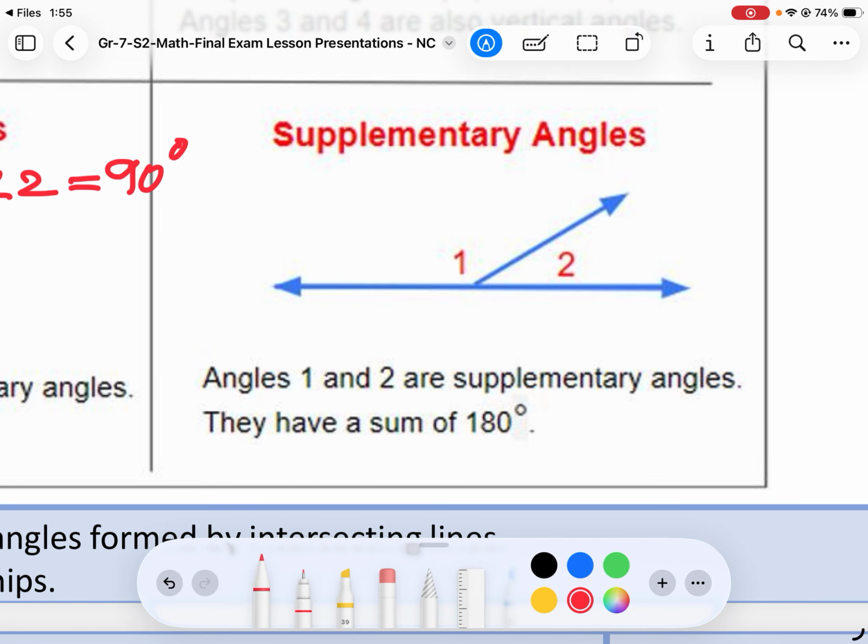The last type is called the supplementary angles. Supplementary angles are basically two angles that, if you add them, their sum is equal to 180. So the equation will be angle 1 plus angle 2 equals 180 degrees.